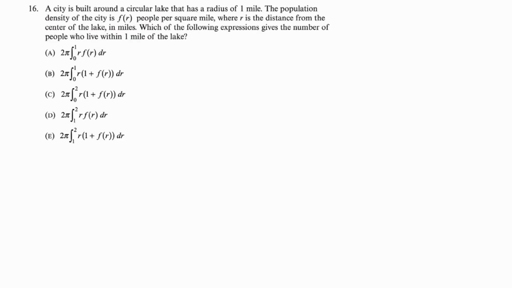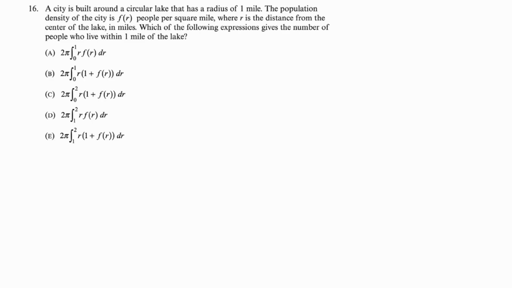16. A city is built around a circular lake that has a radius of 1 mile. The population density of the city is f of r people per square mile, where r is the distance from the center of the lake in miles. Which of the following expressions gives the number of people who live within 1 mile of the lake?